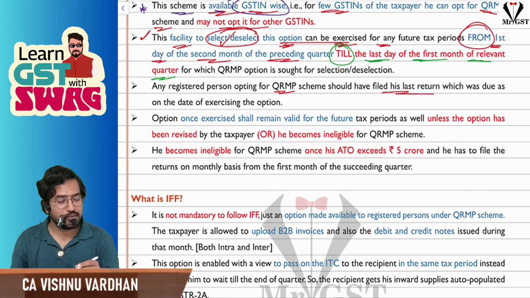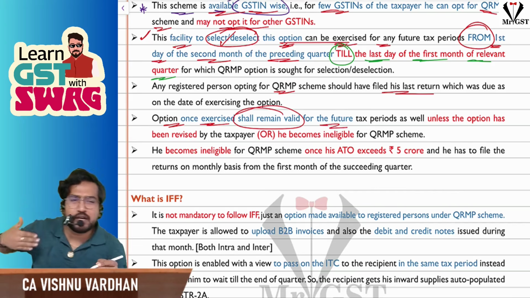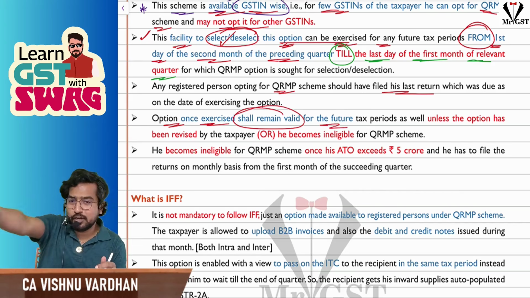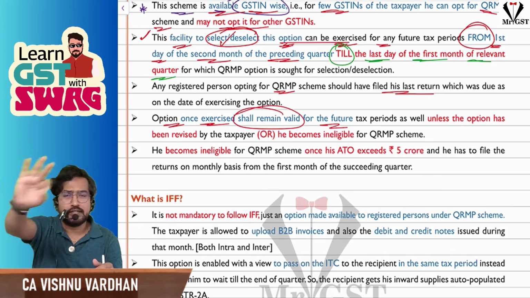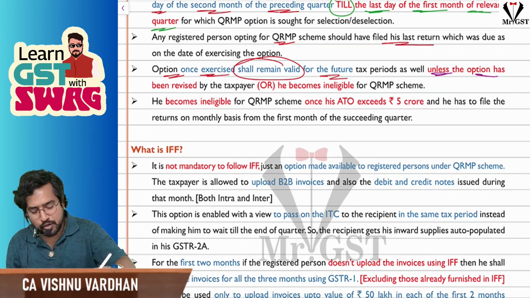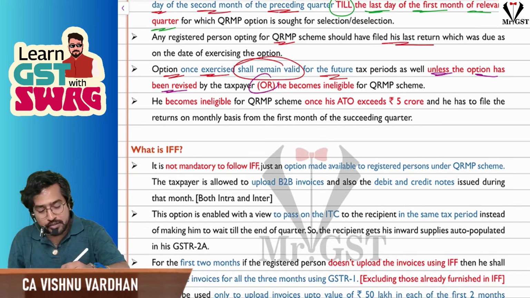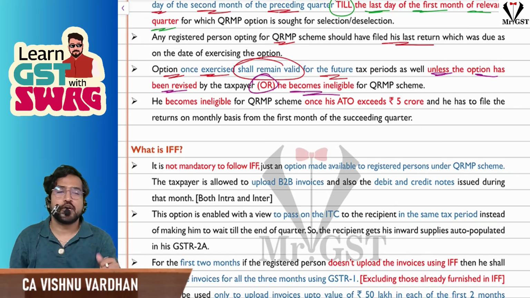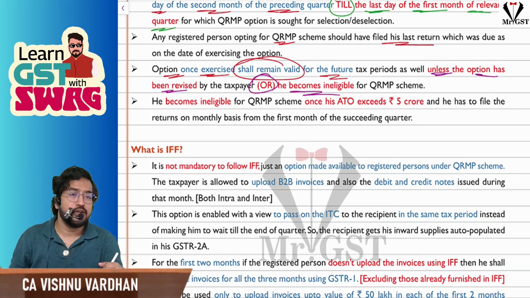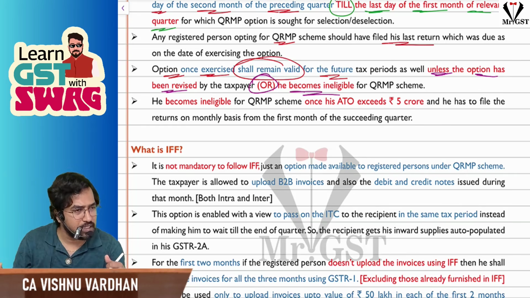What is the next one? The option once exercised shall remain valid, like Newton's second law: it will remain as it is unless and until an external force is applied, unless the option is revised by the taxpayer. How will you become ineligible? If your aggregate turnover exceeds 5 crores, you will automatically be thrown out of the QRMP scheme.